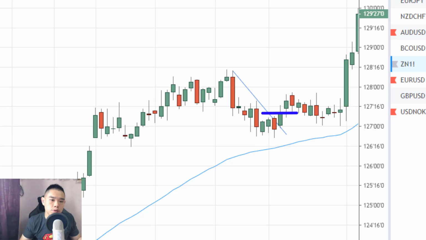This is very useful, especially if the market doesn't give you any reversal candlestick patterns. It doesn't show any form of price rejection. This is a technique that you can use, the trend line break, to help you time your entry into the market.